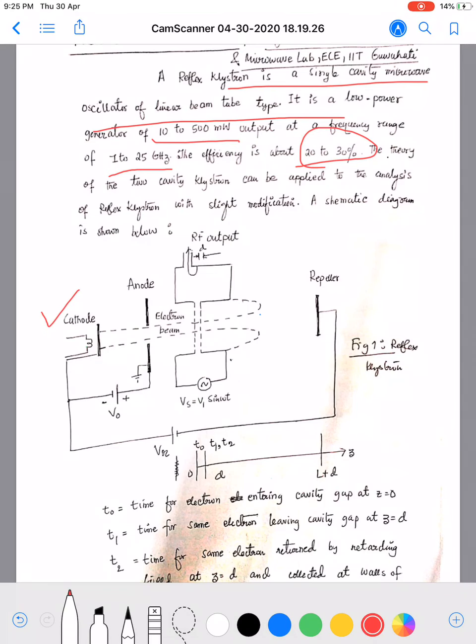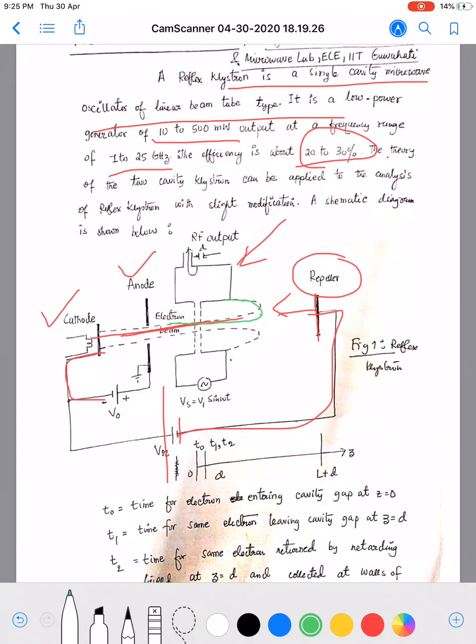So see, this is the cathode, this is the anode, and the cathode is negatively charged. So electrons will come out and go like this, and there is a single resonant cavity. Electrons coming over here will cross the resonant cavity, but will be repelled by the repeller. The action of the repeller is important because it is negatively charged and repels the electrons. After crossing the grid, they will go and come back again to the resonant cavity.